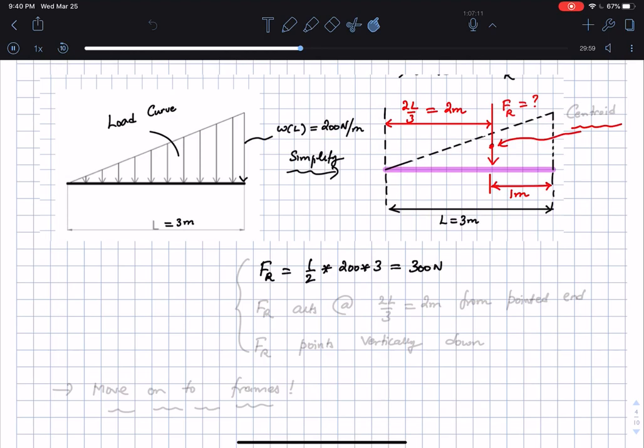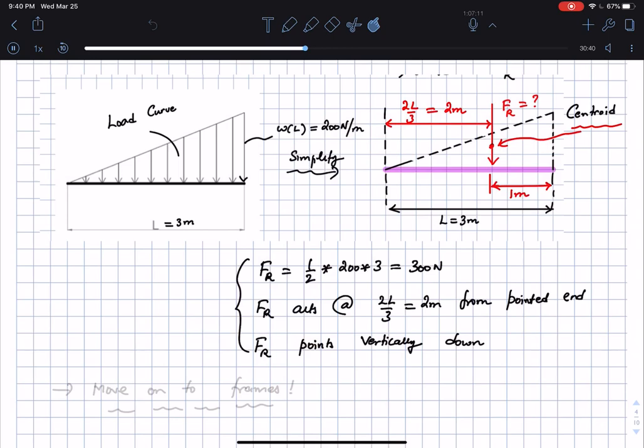Let me just rewrite that once again, to be clear on my writing here. This is called the centroid. I hope this is clearer than the previous time. So FR acts at 2L by 3, which is 2 meters from the pointed end, and FR points vertically down.